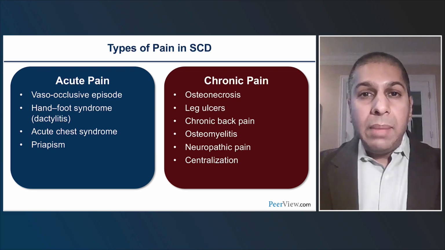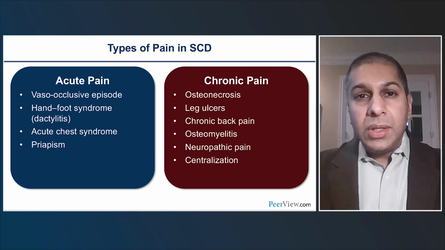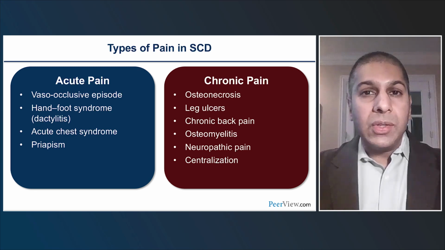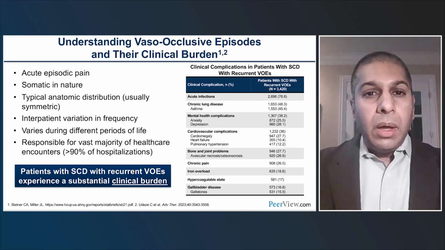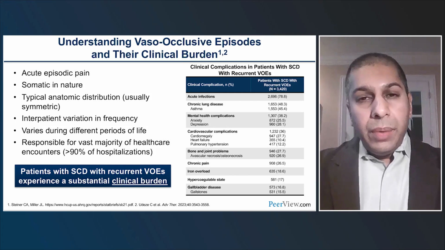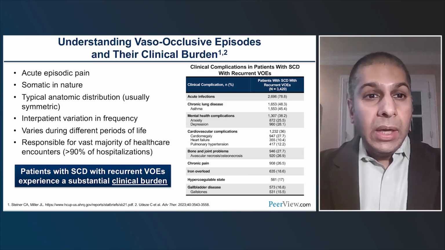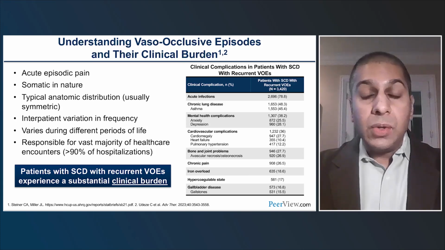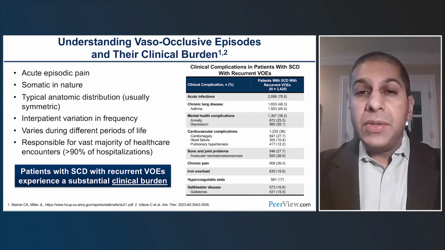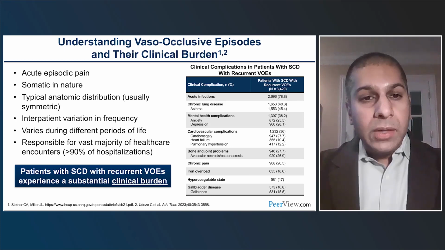And as the acute pain persists, you can have a change in the characteristics to something called centralization, where even mild noxious stimuli cause severe pain. Vaso-occlusive episodes are really important to understand because these cause the lion's share of the burden and healthcare utilization in our patients. It can be acute or episodic, somatic in nature. Most patients will have a typical anatomic distribution, often in the long bones. And if there's anything atypical about it, that should be a red flag warranting further workup.